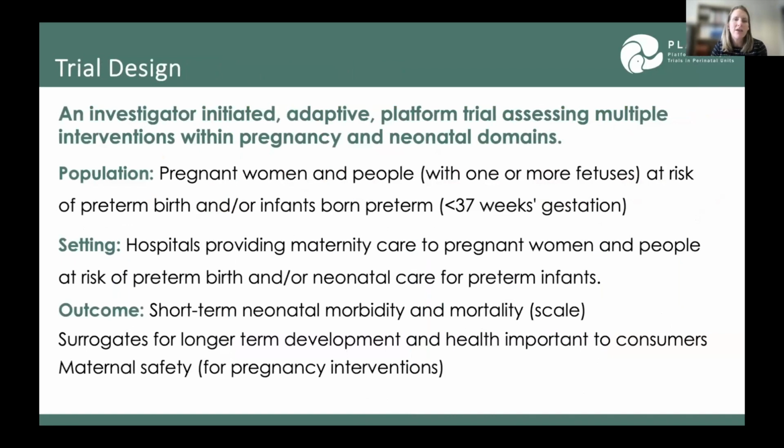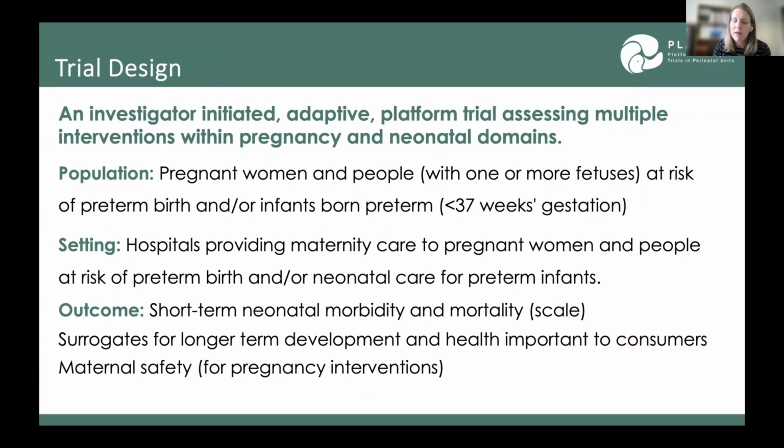So we have an investigator-initiated adaptive platform trial that's funded by the MRFF to get started. We'll be assessing multiple interventions during pregnancy and in the neonatal space. So recruiting women at risk of preterm birth and their infants after birth across the maternity hospitals in Australia, New Zealand, and then potentially internationally. And our primary outcome is looking at short-term neonatal morbidity and mortality, recognizing that many of these things are a surrogate marker for longer-term health and important outcomes to parents and families.